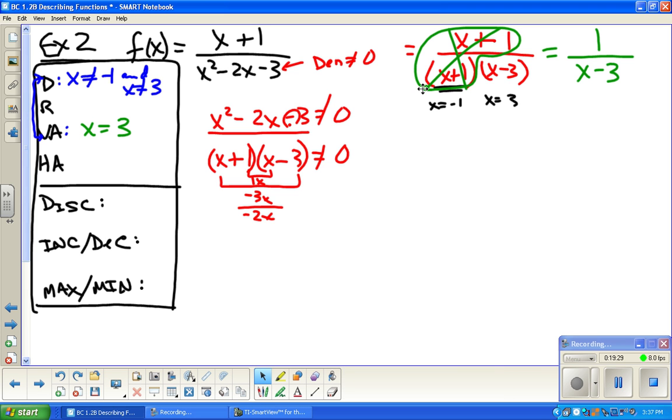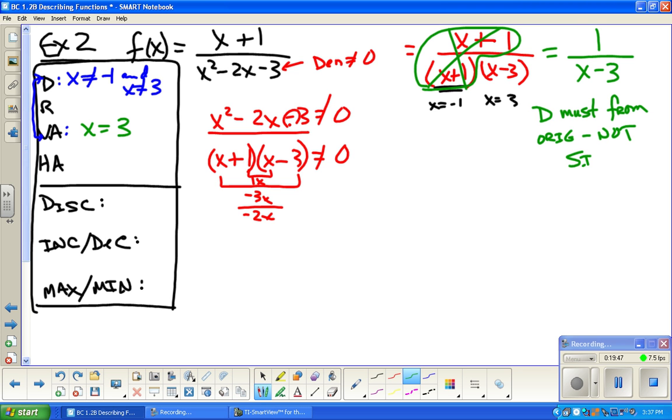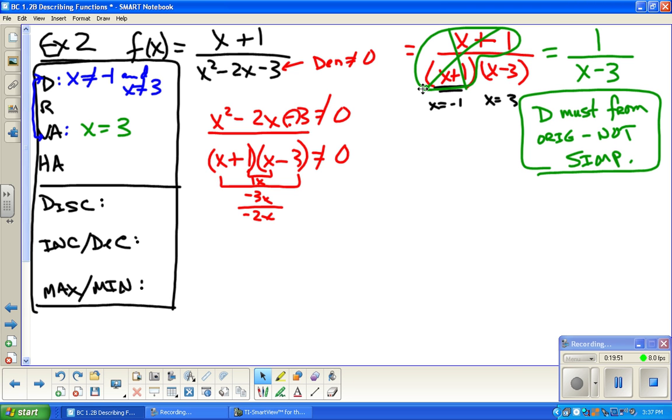Which begs the question, what about the domain? If you can cancel that out, doesn't the domain only end up being x not equal to 3? And quick note here, domain must be from, nice English there, the original. In other words, not simplified. Because it still would have made it 0 over 0, not just dividing by 0.